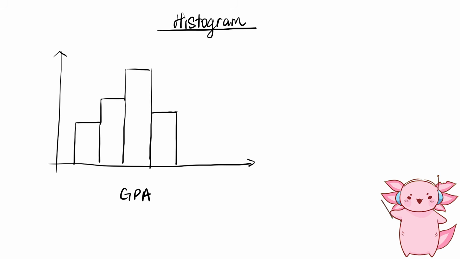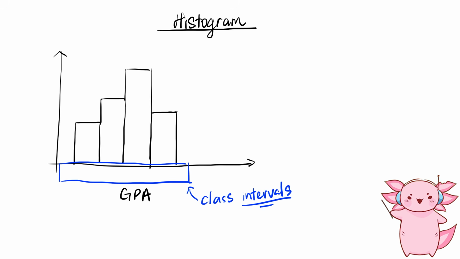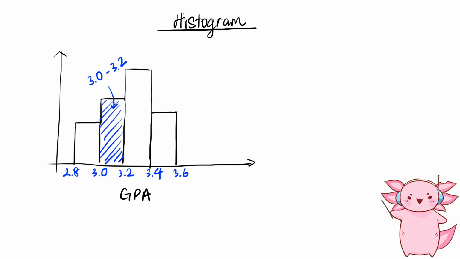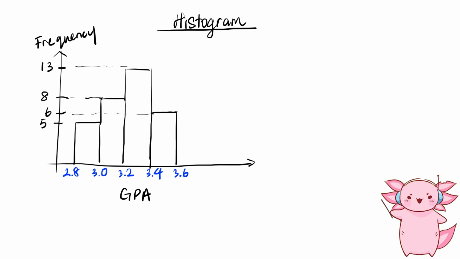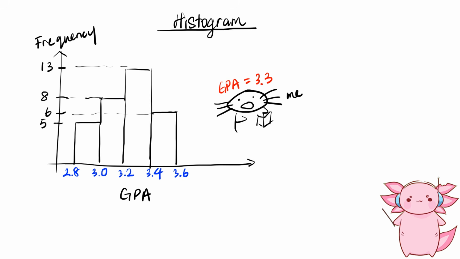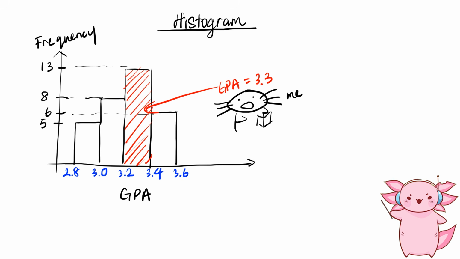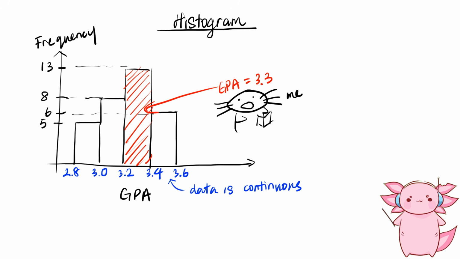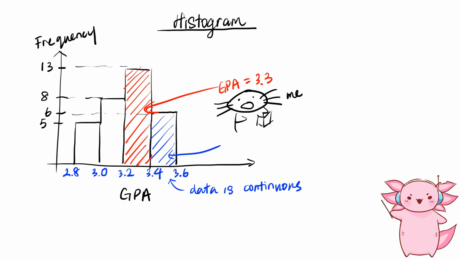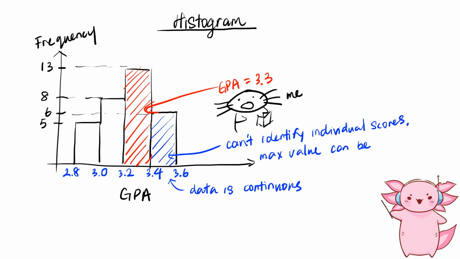A histogram is kind of like a bar graph, but instead of different classes, now we have class intervals on the x-axis, like 3.0 to 3.2, and again the frequency is on the y-axis. So for example, if I have a GPA like 3.3, I belong to this class over here from 3.2 to 3.4. We use a histogram where the data is continuous, but a drawback of the histogram is that we won't really know the individual values of the data. Like for example, the maximum value can be anywhere from 3.4 to 3.6. We don't really know what the highest GPA is here.